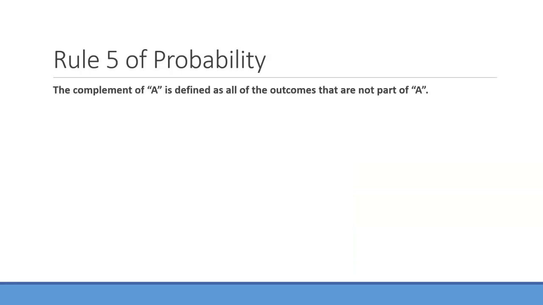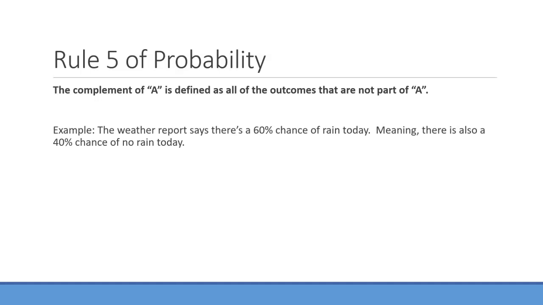The 5th and final rule is that the complement of A is defined as all of the outcomes that are not part of A. So A is an event, right? So let's say that A is the chance that it rains. So the weather report says that there's a 60% chance of rain today. So that's the probability of A, meaning there's also a 40% chance of no rain today. So that would be the complement of A.